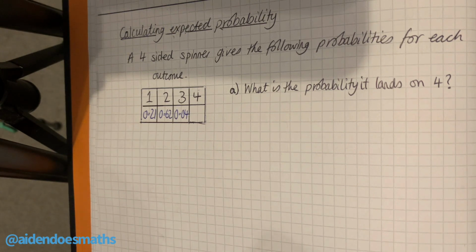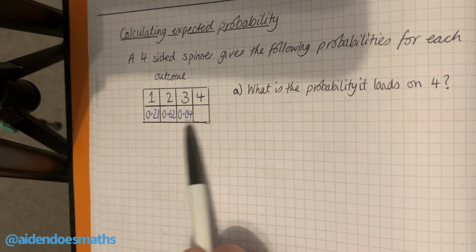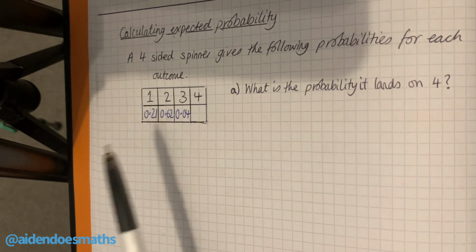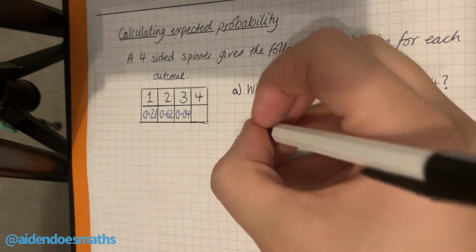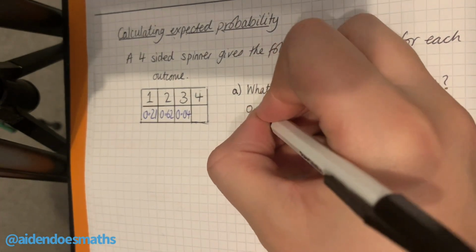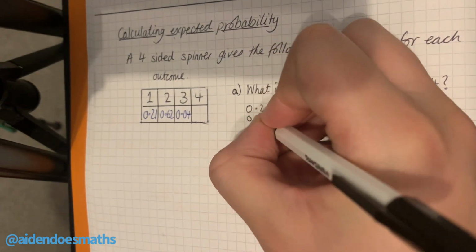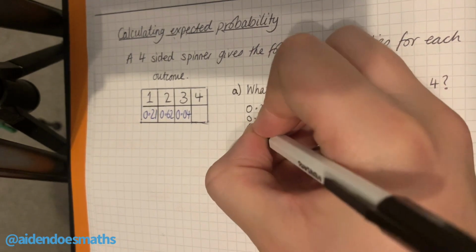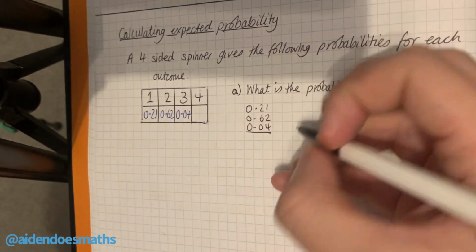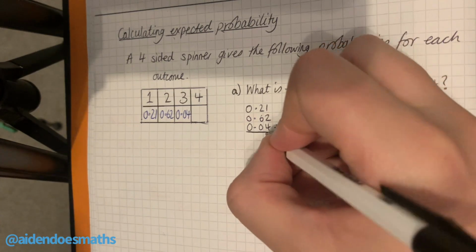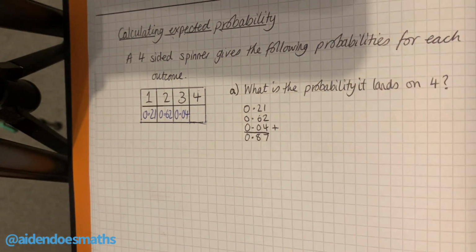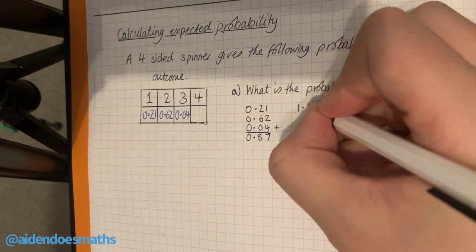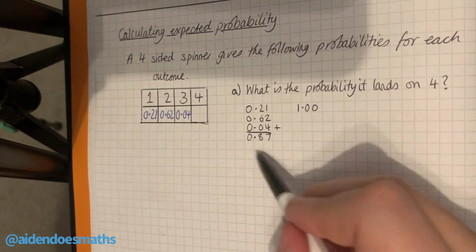In order to work this out, we need to know that when we add all of these probabilities up, it's going to equal 1, because if we cover every outcome, the total amount should equal 1. So our first step is to add all of these probabilities up. I'm just going to show you some column addition just to make it nice and easy. Okay, we get 0.87.